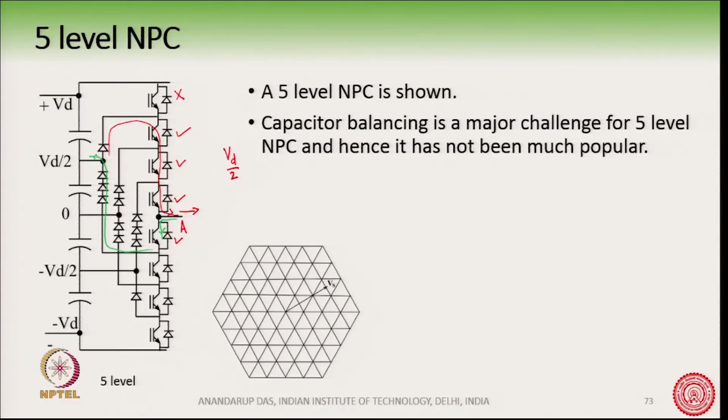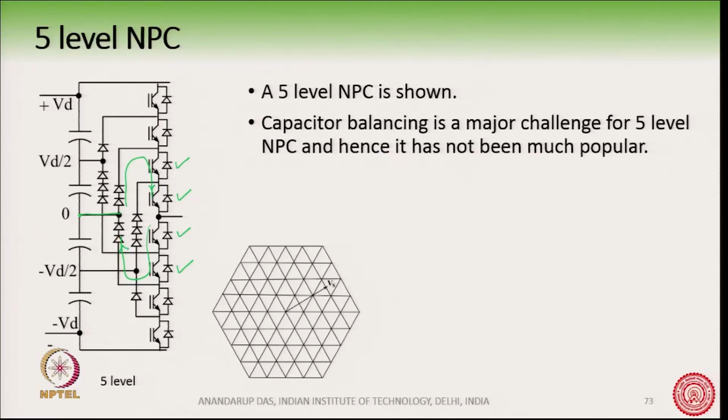So, this is how, by these 4 switches, we will be able to get a Vd by 2 voltage. In a similar way, if we want to get a 0 voltage, what can we do? We can turn on these 4 switches here. So, this point will be accessed via this. So, either the current will flow like this or the current will flow like this.